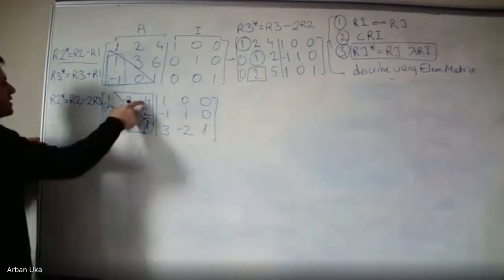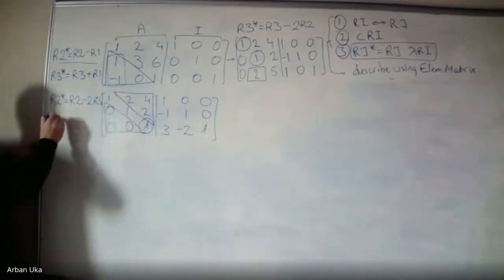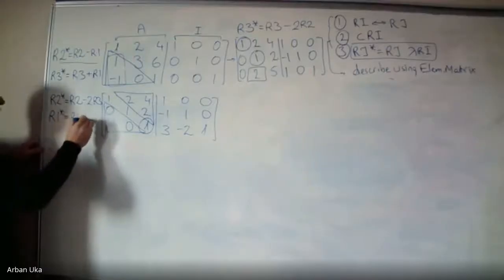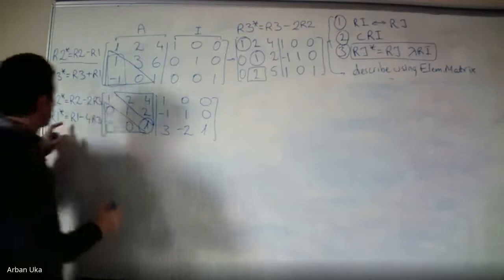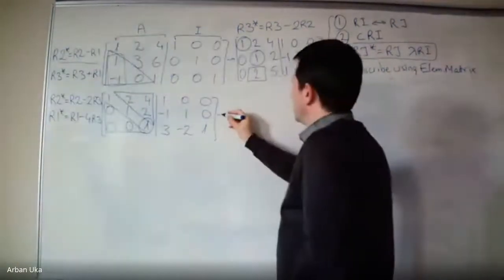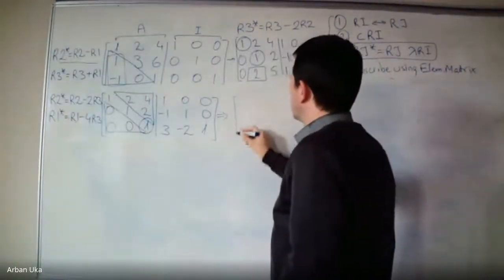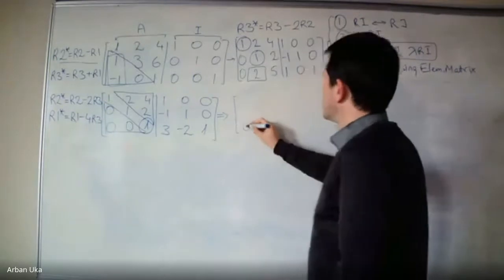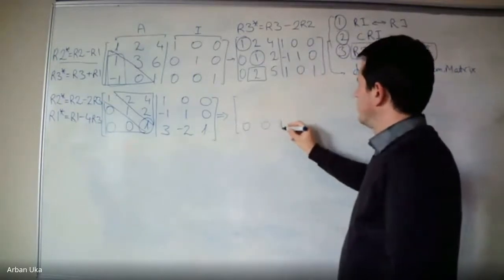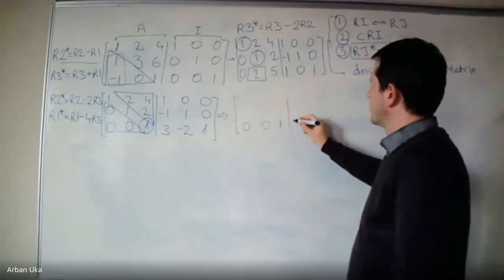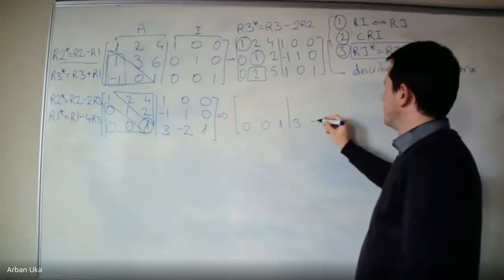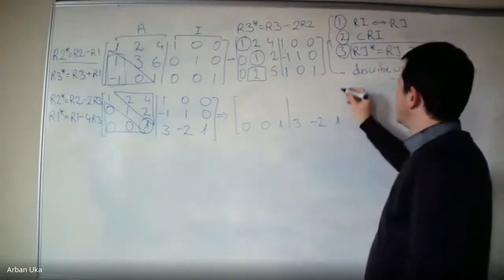Then how can we make this 4, 0? Minus 4 row 3. That's correct, minus 4 row 3. So we wrote these equations here, and then we move to the right. This is 0, 0, 1. So this is the pivot row, and this will not change. 3 minus 2, 1.